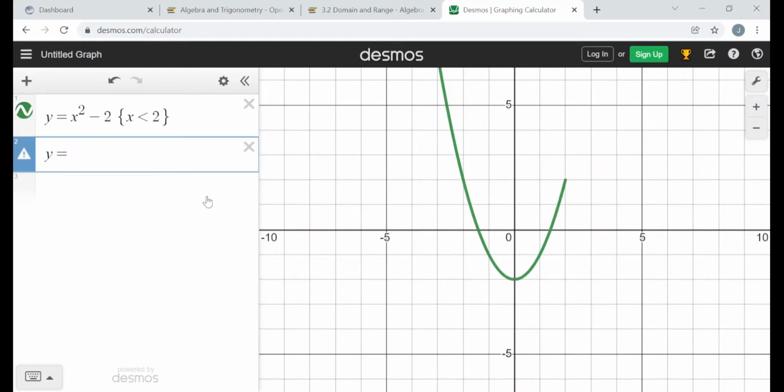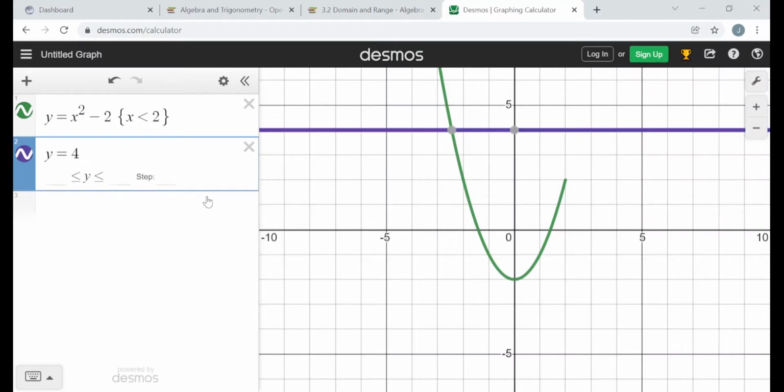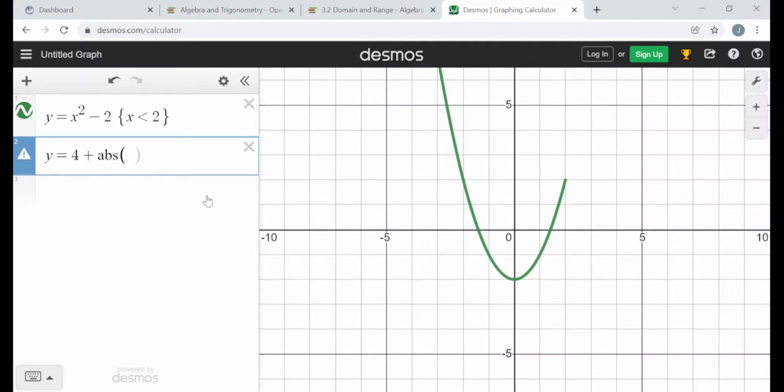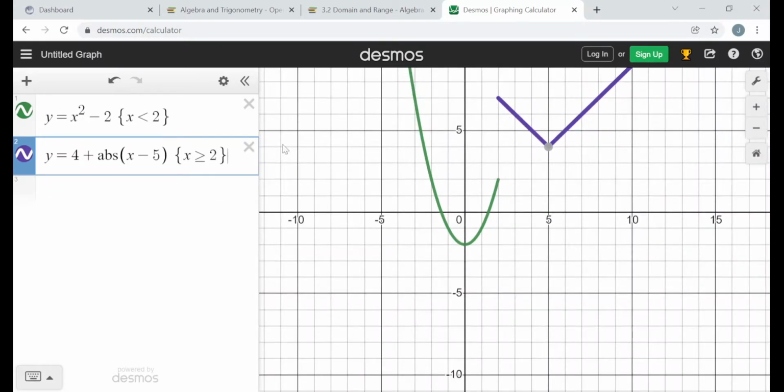Second piece, y equals 4 plus the absolute value. Now you can just do ABS for absolute value in Desmos. Absolute value of x minus 5. But again, not the whole thing, just the part of it where x is greater than or equal to 2. And there you go. And now that should have a filled in point at 2, right? Because it's equal to 2 as well. See (2, 7). And we said that on my paper, right? I said (2, 7) would be on this, and it is. You see that solid point there.